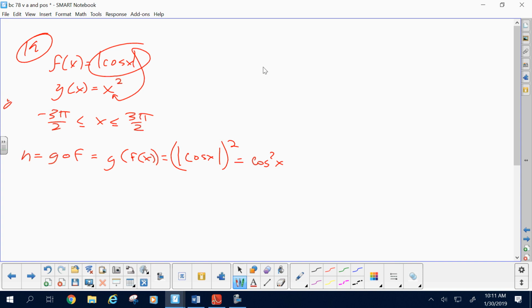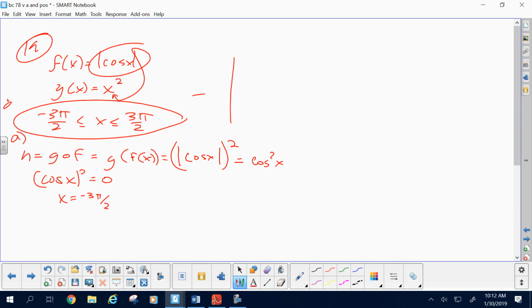All right, so if I want to find the equation of h, there's h, and determine the zeros. Zeros are where cosine equals 0, and when is cosine 0 in this interval? Isn't it at pi over 2 or 3 pi over 2, you think? Yeah. So negative 3 pi over 2, negative pi over 2, pi over 2, and 3 pi over 2. Okay.